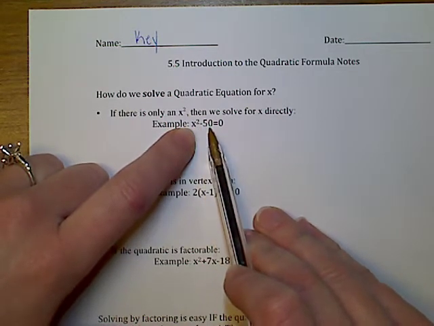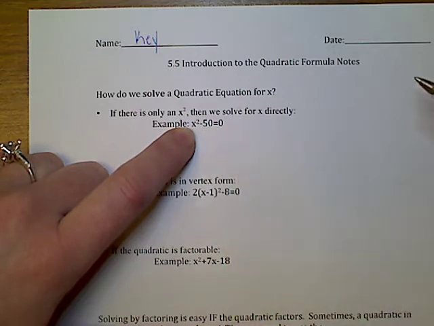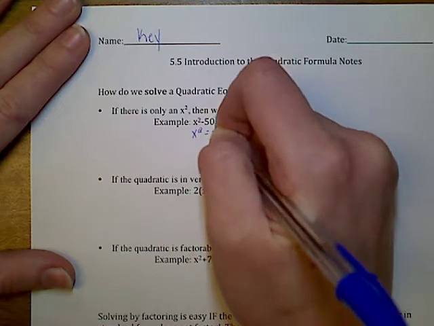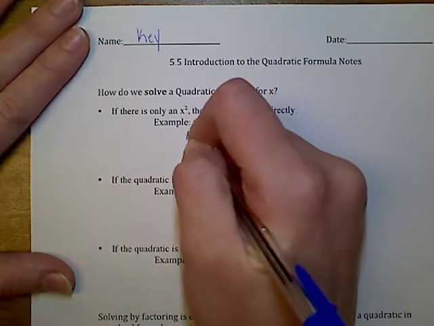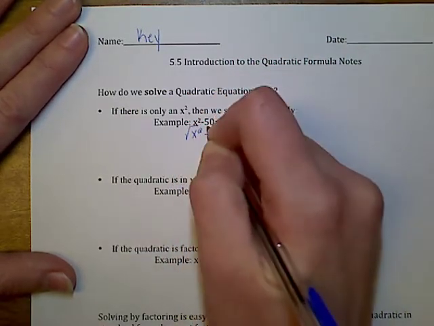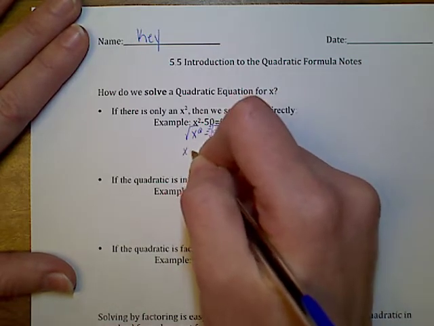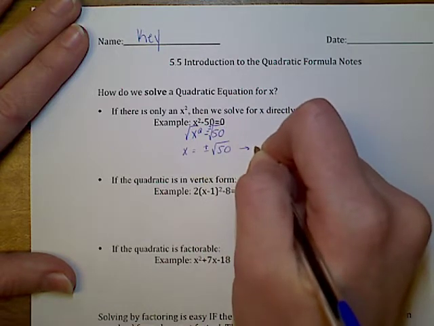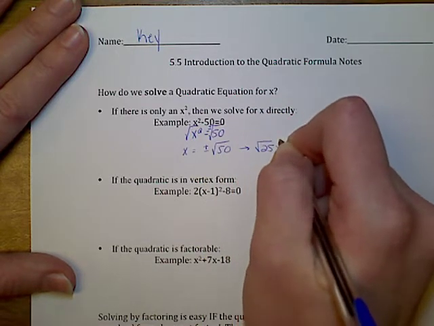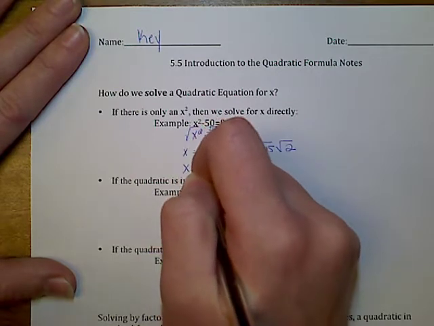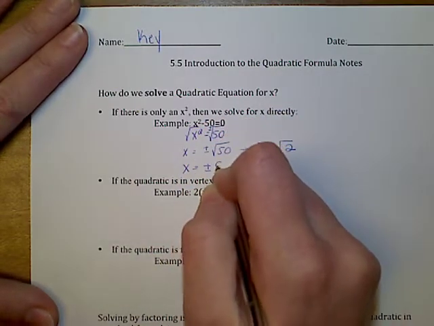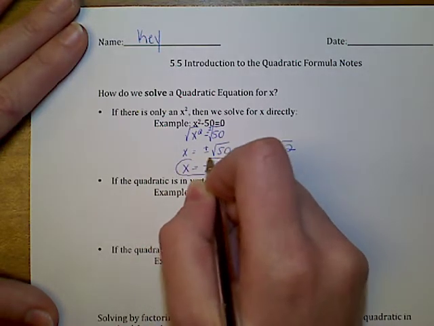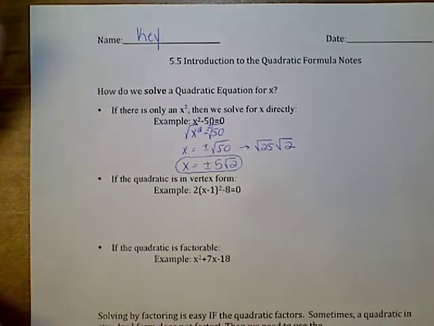X squared minus 50. Notice there's no other x's in there. It's pretty easy to get x squared by itself. You would just add 50 to the other side, and then to get rid of the power of 2, we square root, and you don't want to forget your plus or minus. So we're looking at plus or minus square root of 50. Now square root of 50 can be broken down into square root of 25 and square root of 2, which of course gets simplified to plus or minus 5 root 2. So that's one of the first ways that we learned how to solve a quadratic.